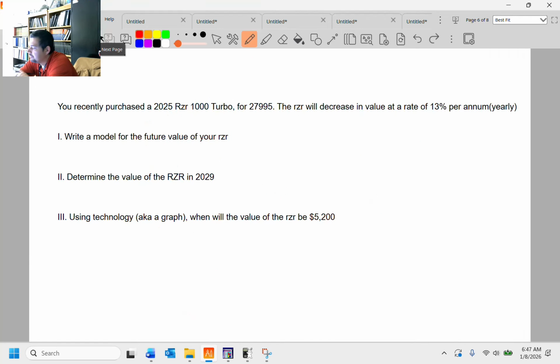All right. Moving forward, you recently purchased a 2025 Razor 1000 Turbo for $27,995. The Razor will decrease in value at a rate of 13% per year. Write a model for the future value of your Razor. So this is a decay problem. It's decreasing. So the formula is basically the same, except instead of 1 plus, it's just 1 minus.